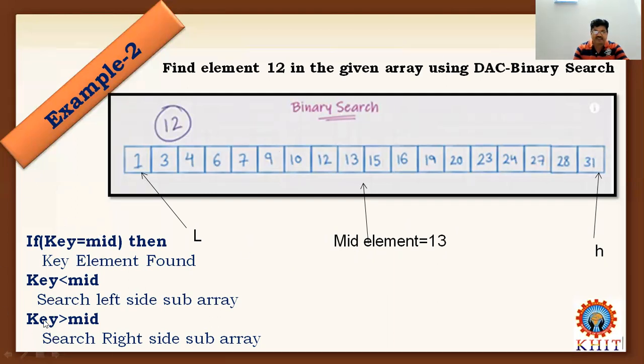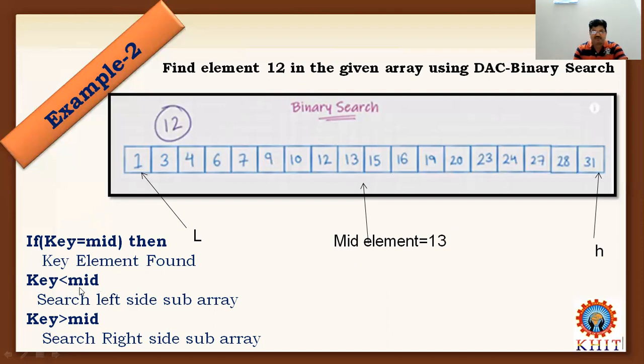There are three cases here. The first case is if key is equal to mid. What is the key element here? The key element is 12. Now compare the key element 12 with the middle element 13. That means 12 is less than 13, key less than mid. So the second case is true.